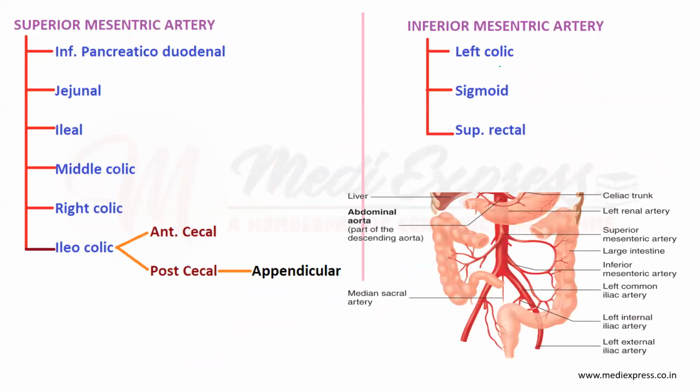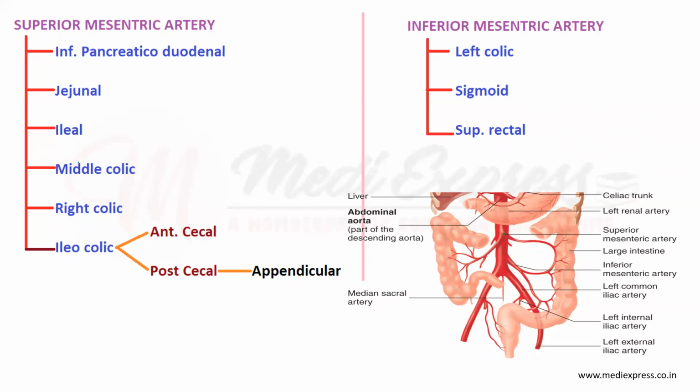Now, coming to the superior mesenteric artery. So, the first one, superior mesenteric artery, you can see over here, right? Now, it is divided into the inferior pancreaticoduodenal artery. Okay, it is not shown here. Then we have a jejunal artery, an ileal artery, middle colic artery, right colic artery, and an ileocolic artery. The ileocolic artery is divided into the anterior cecal artery and a posterior cecal artery. So these are the branches of the superior mesenteric artery.